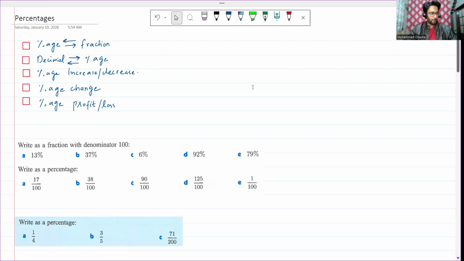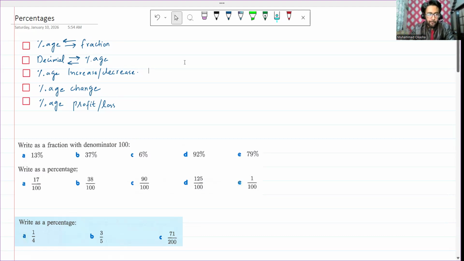Hello. We're looking at a new topic, which is percentages, and we will look at percentage from 5 different aspects. First of all, we'll learn how to convert from percentage to fraction and going from fraction to percentage, because this is really important. And then interconversion between decimal and percentage. And then we'll learn percentage increase and percentage decrease. Then we'll learn percentage change. And then we'll learn about percentage profit and loss, which is the business application of percentages. Okay, so these are the 5 things we're going to look at in percentages.